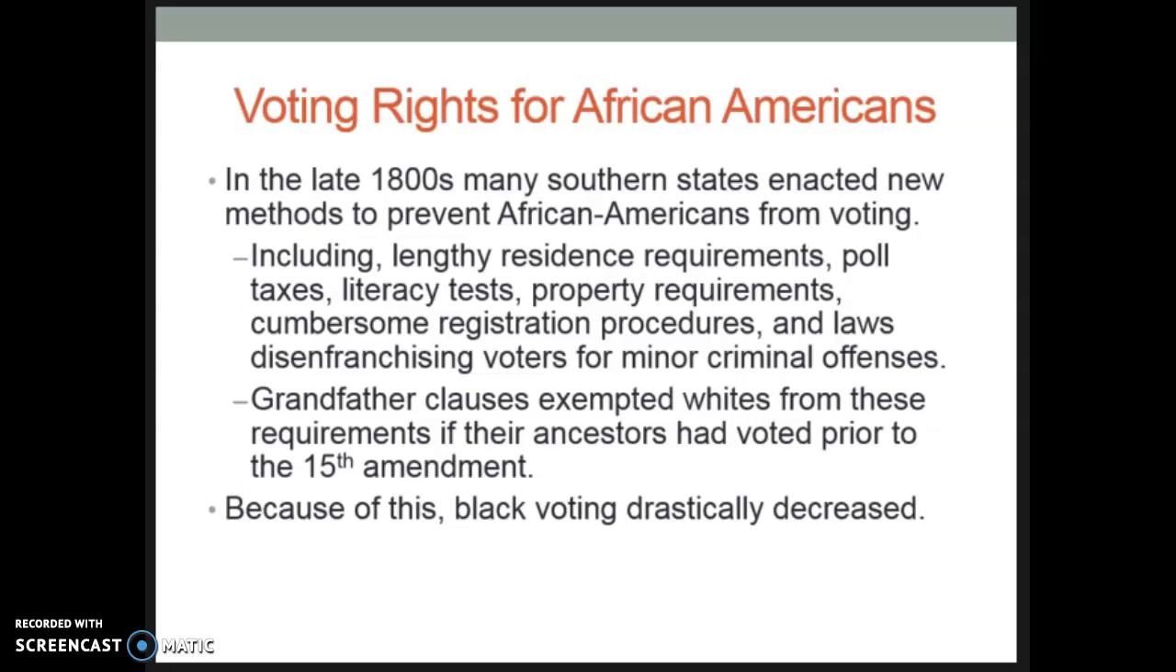So again, all of these methods were meant to try to prevent increasing economic power among African Americans. And because of this, Black voting, which had increased obviously for the first time after the passage of the 15th Amendment after the Civil War, now started to decrease towards the end of the 1800s.